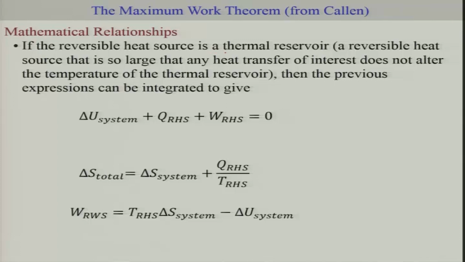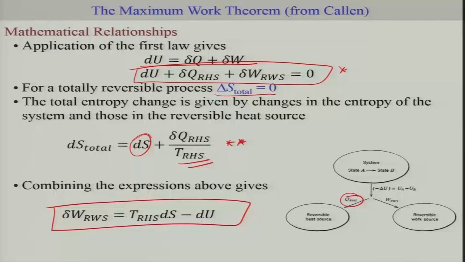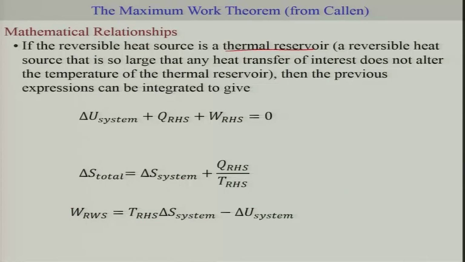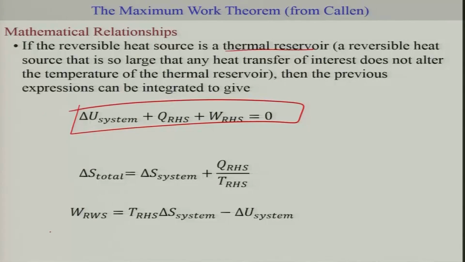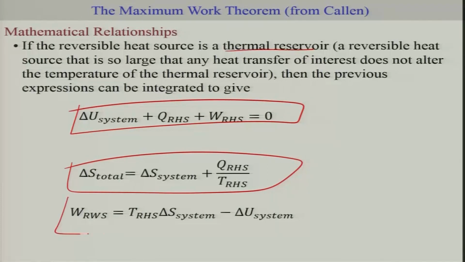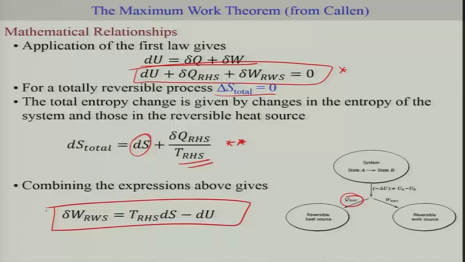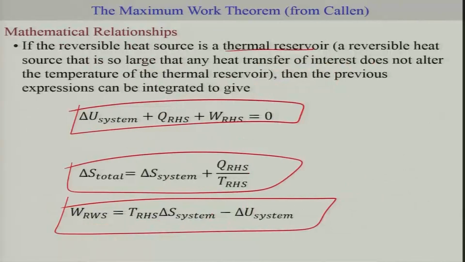If the reversible heat source is a thermal reservoir, then the previous expression can be integrated. That means there is no change in the properties of this thermal reservoir over time, within the time of interest of the process. It is so large that heat transfer does not alter its temperature, and T can be considered constant here, T_RHS. So, if you integrate this, this is from the first equation, this is from the second equation, and this is from the third equation. So, that is the integral form of this.